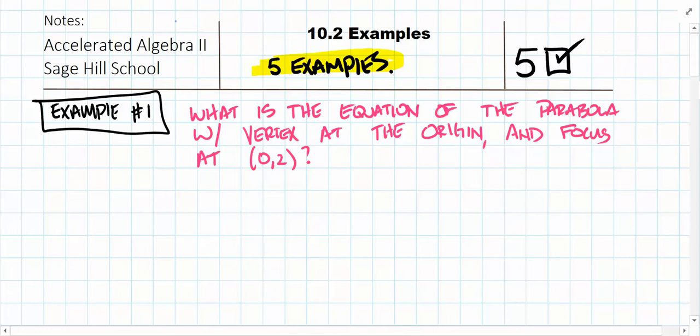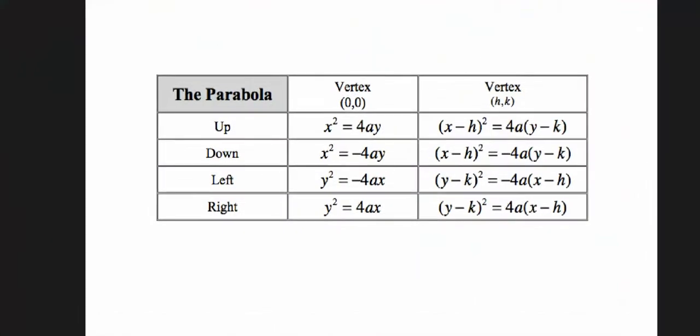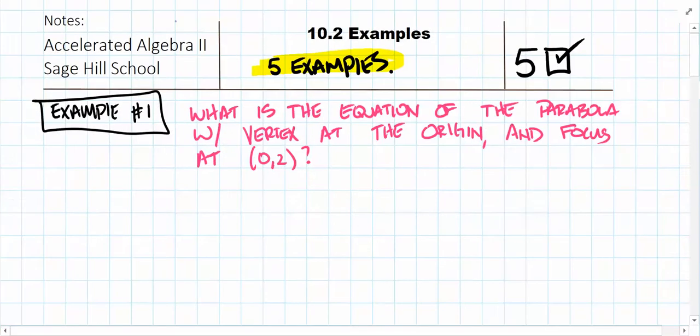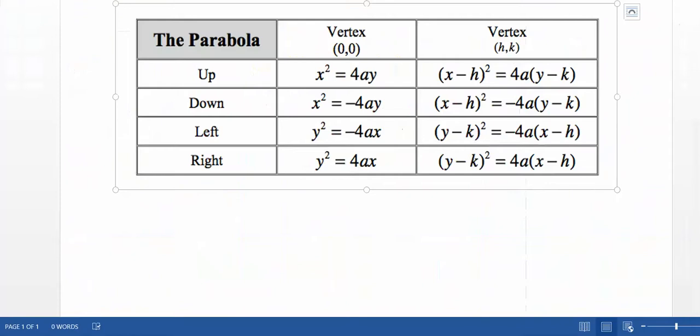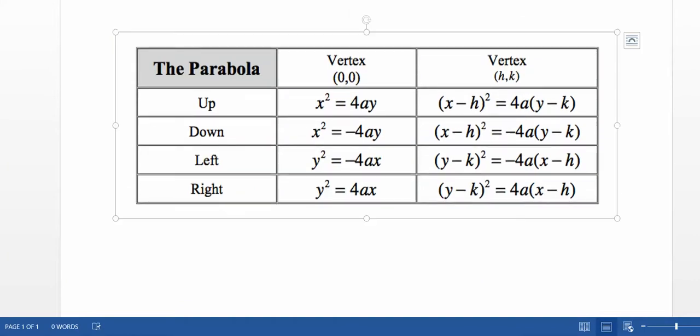Okay, so we're going to go over some examples for you for 10.2. Before we do, I need you to make sure that you have downloaded this, which is the Parabola cheat sheet. So if you have not yet done so, make sure you have downloaded the Parabola cheat sheet, okay? So again, it looks like this, the Parabola cheat sheet, so make sure that you have this. I'm not sure if that showed up in the last video. Okay, so we're going to use this.